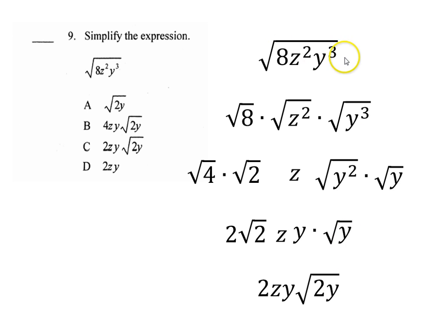So this whole mess here, if we evaluate what we can, becomes 2zy times the square root of 2y. And again, it says simplify. This doesn't really look any simpler than what we started with, but we have evaluated everything that we can evaluate. There's nothing else that we can do with this. We can't break this down anymore or do any more simplification because we've evaluated all the square roots that we possibly can. So the correct answer here would be C.